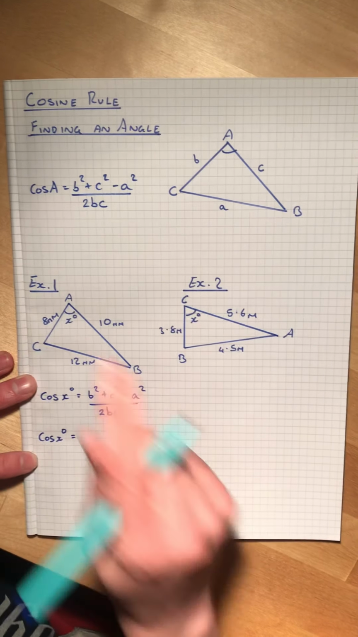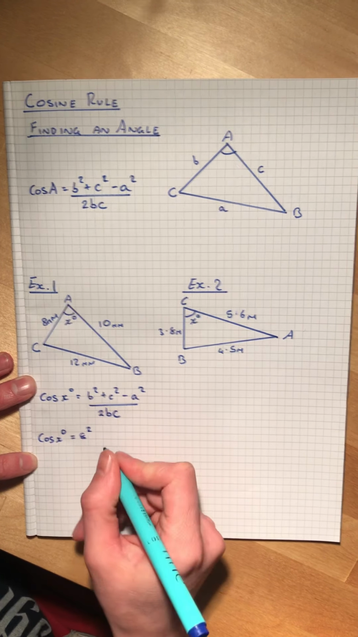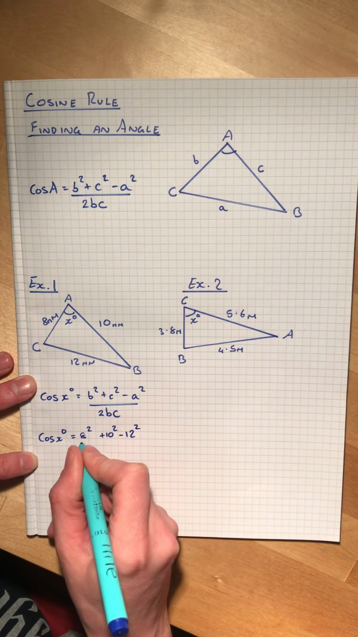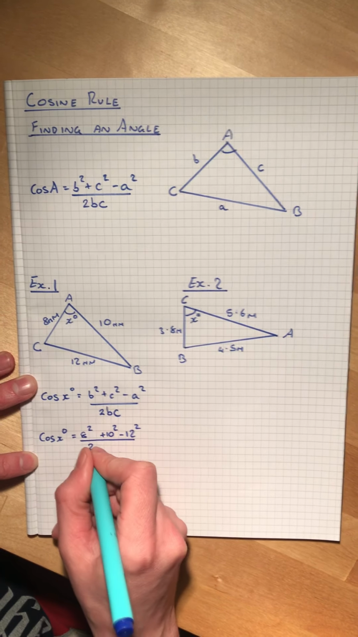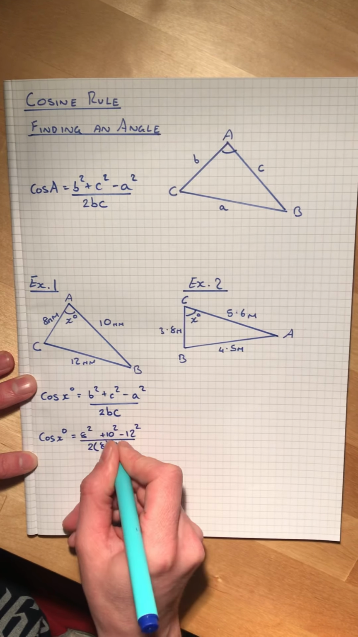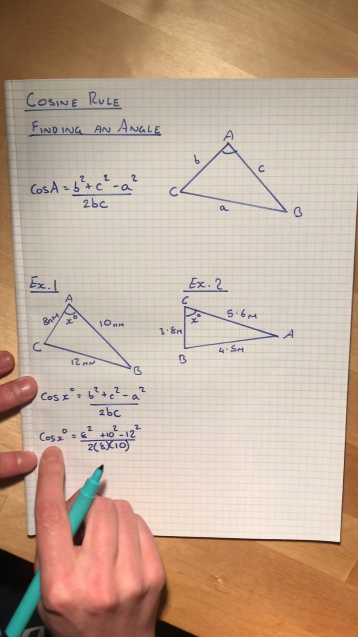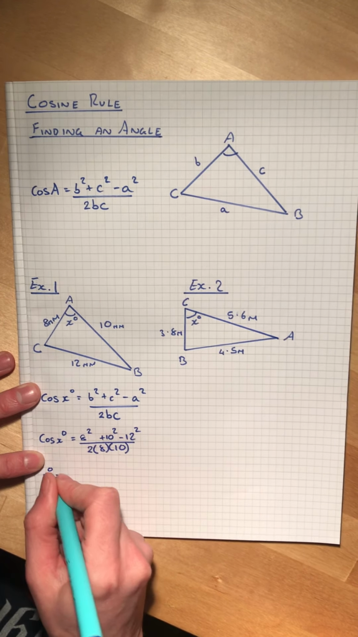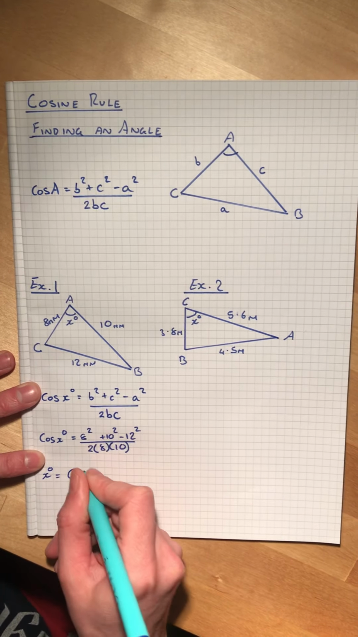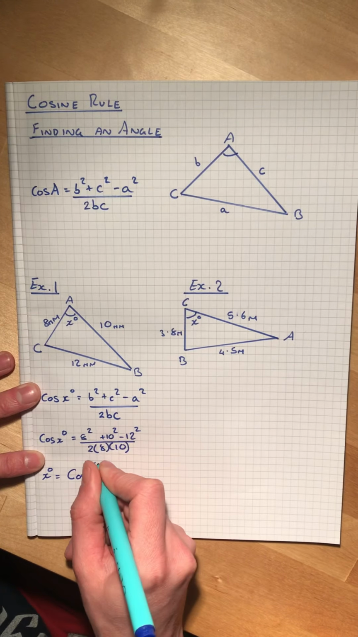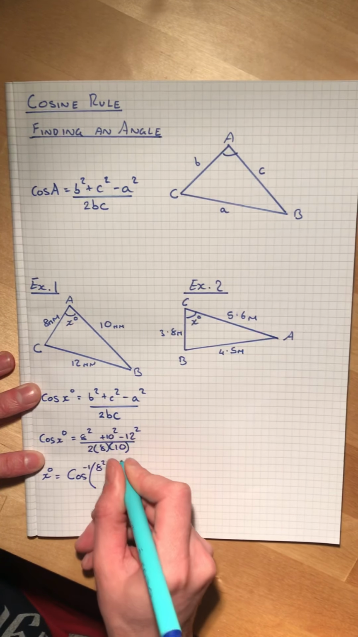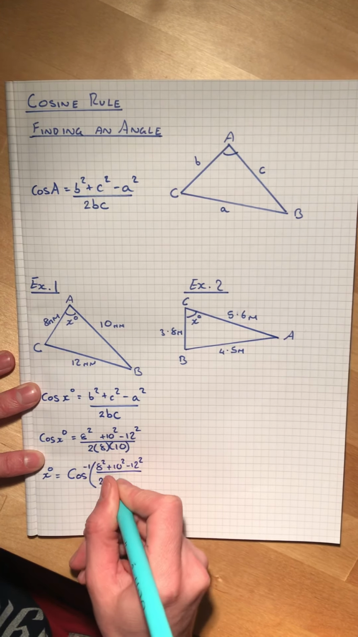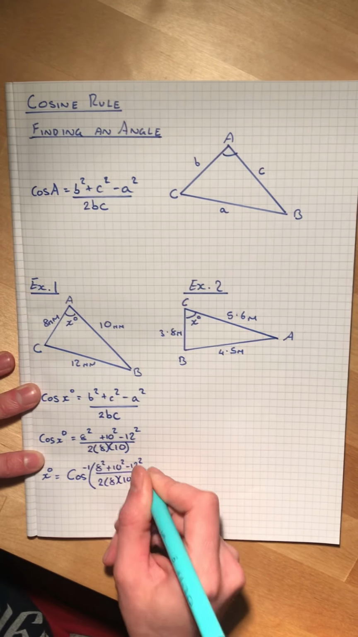So cos x is going to equal 8 squared plus 10 squared minus 12 squared, all divided by 2 times 8 times 10. We're finding an angle, so we can just write out that x degrees will equal cos to the minus 1 of 8 squared plus 10 squared minus 12 squared over 2 times 8 times 10.